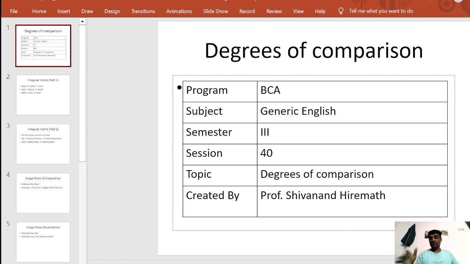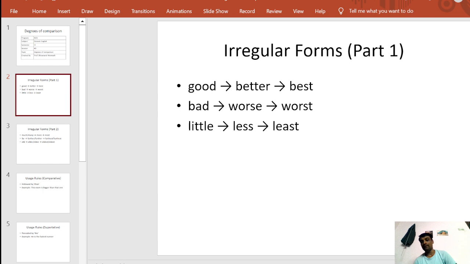Like in the last sessions, we had discussed some types of degrees of comparison and the formation of adjectives and adverbs. So let us continue our formation of adverbs now, or say adjectives with irregular forms. The three forms, that is the positive degree, the comparative degree and the superlative degree, are all different words.